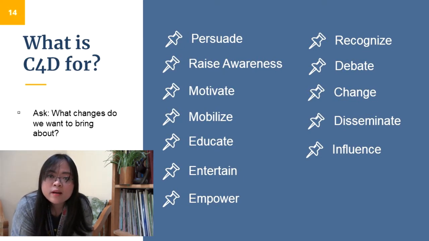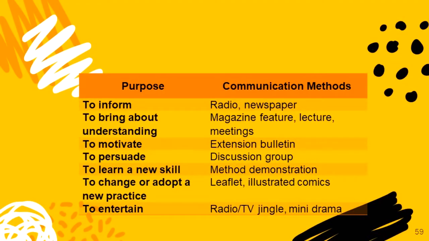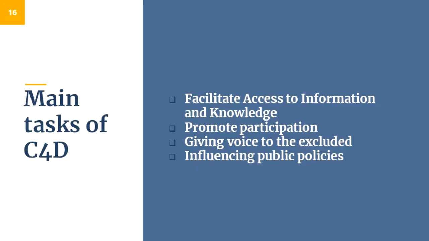Okay, so the goal is very important as to what kind of communication tool we're going to use, because not all communication tools are meant to persuade people. Not all communication tools are meant to educate people or entertain people or empower them. So we have a different set of communication tools that we could use in order to achieve these kinds of goals. So we have 4 main tasks for C4D. You have here: facilitate access to information and knowledge, promote participation, giving voice to the excluded, influencing public policies.